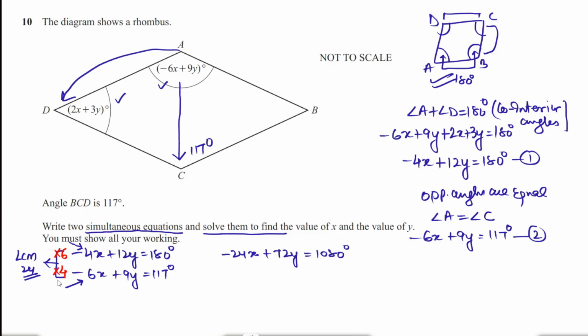Here we are going to multiply by 4. 4 6s are minus 24. 4 9s are 36. You can use the calculator as well. And 4 into 117, 17 4s are 68. That gives us 468 degree.